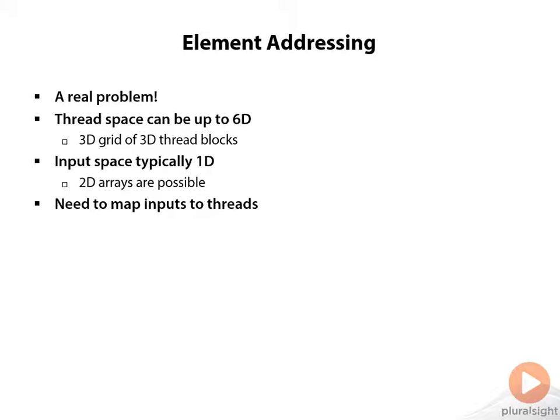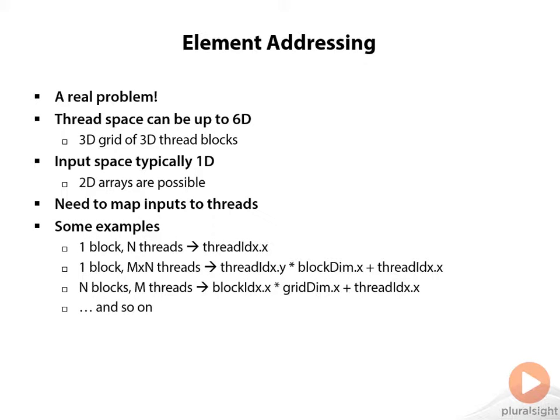So we have this problem. We need to map inputs to threads somehow, and this obviously depends on the kind of dimensions that you have specified for the kernel execution. So here are some examples of what one would have. So let's start with the first one. So you have one block of n threads, and this is easy. This is something that we've done previously because you can simply take the x value of the thread index and you have this 1-to-1 correspondence.